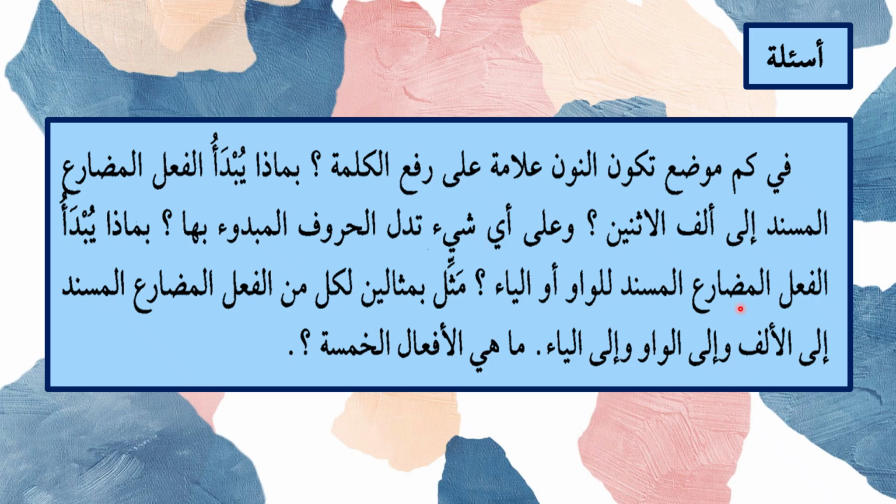Bima yabda'u fi'l mudari' musnad waw al-jam' or ya? So what does it mean? Why does it start with the waw and the ya? And mithalan, give two examples of the fi'l mudari when it is joined with alif, waw or ya. So I have given examples. So it's of all the afalul khamsa. So you can think of any afalul khamsa. Ma hiya afalul khams? So now this is the last question, means what is afalul khams? The definition.